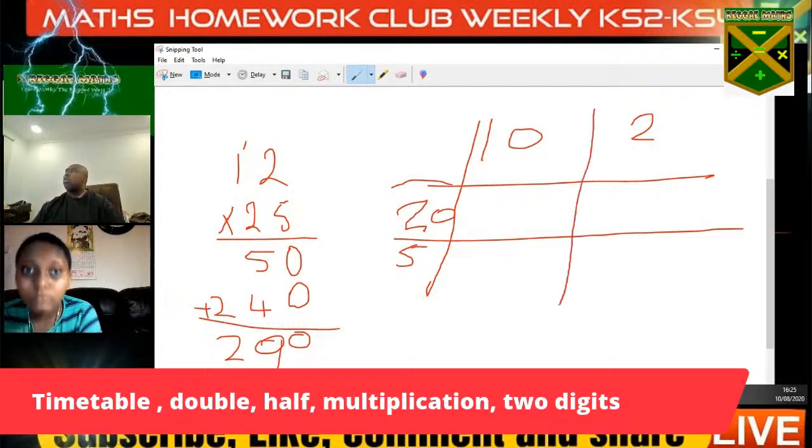Now, I want you to think, Denzel, what's 20 times 10? Okay, let me just show you an easy way. What's 2 times 1? 2 times 1 is 2. And then how many zeros are here? 2 zeros. Just add the zeros. 200. Can you see that?